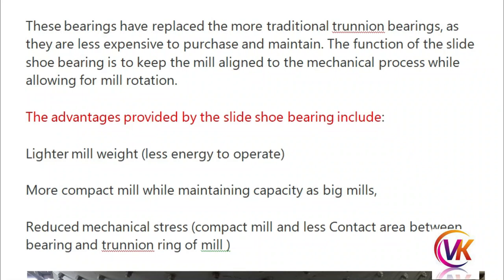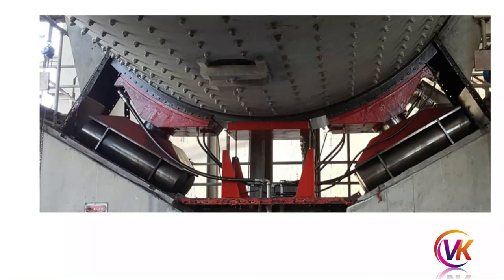Here we see the advantages provided by the slide slew bearing. Lighter mill weight, less energy to operate. More compact mill while maintaining the capacity of big mills. Reduced mechanical stress: compact mill and less contact area between the bearing and the Trunnion ring of the mill.